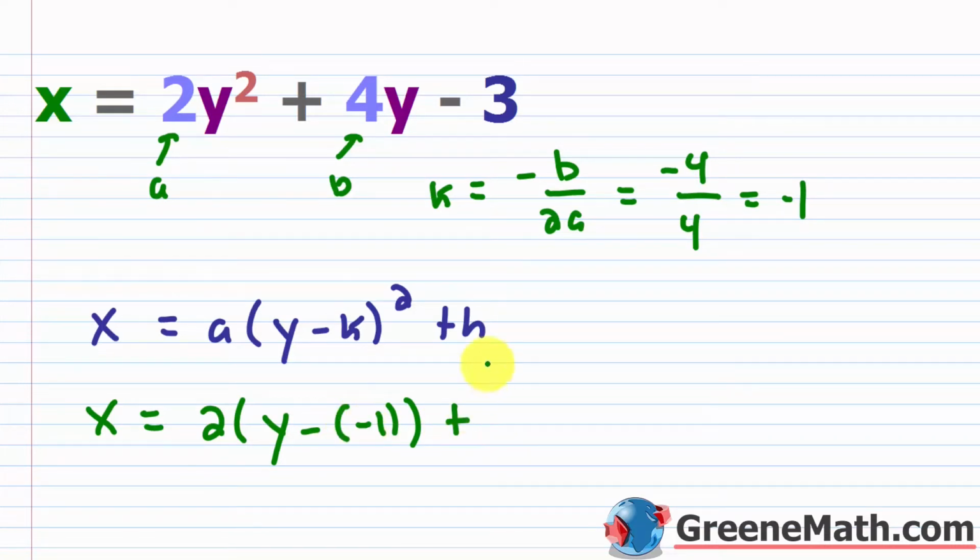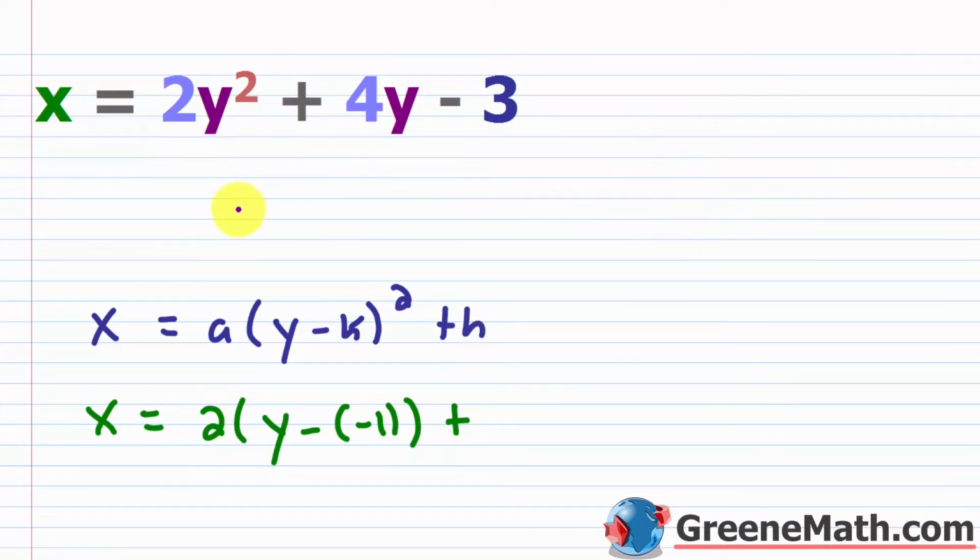And then plus, we still need our h. Okay, so how do we get that? Again, you just plug in. All right, so I'm going to plug in a negative 1 there and there. So what would that give me? X is equal to, negative 1 squared is 1, 2 times 1 is 2. And then negative 1 times 4 is minus 4, and then minus 3. So 2 minus 4 is negative 2. Negative 2 minus 3 is negative 5. So I'm going to put plus negative 5 here.